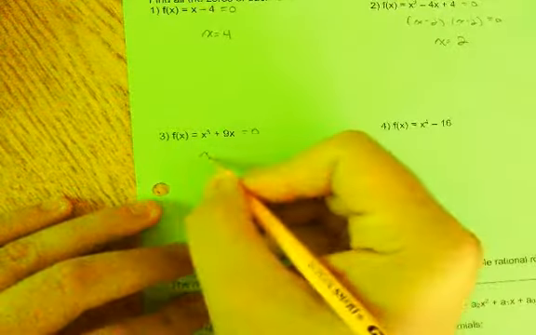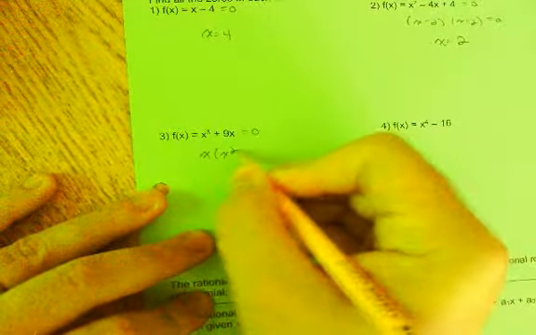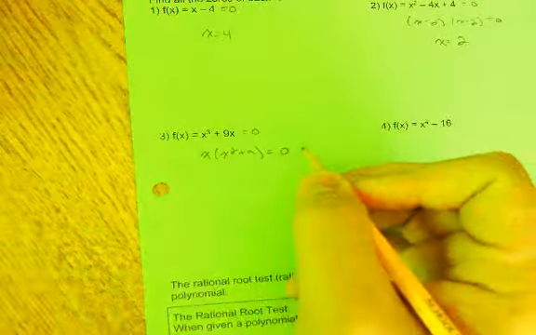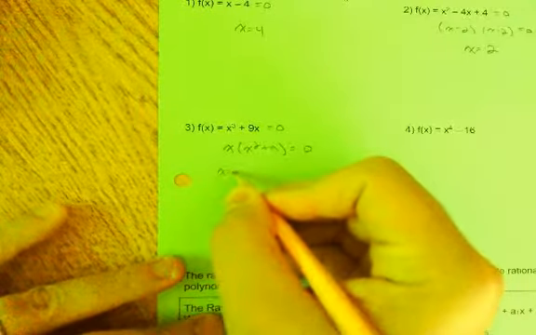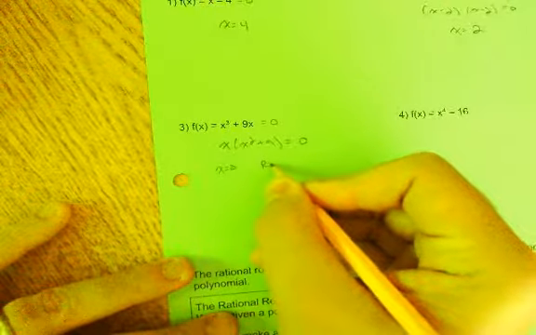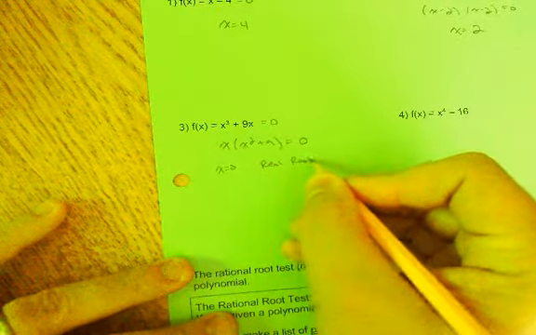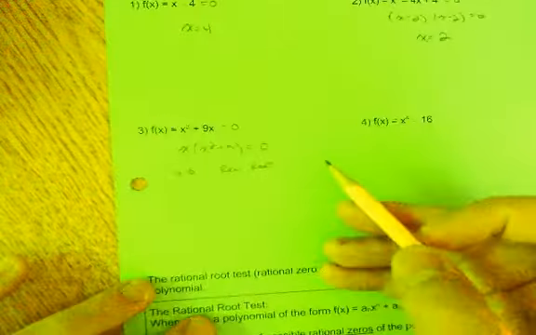Yeah. Take out an x. You're going to get x squared plus 9 equals 0. So when I do this, I get x equals 0. And that's the only real root, by the way. That's the only real root.